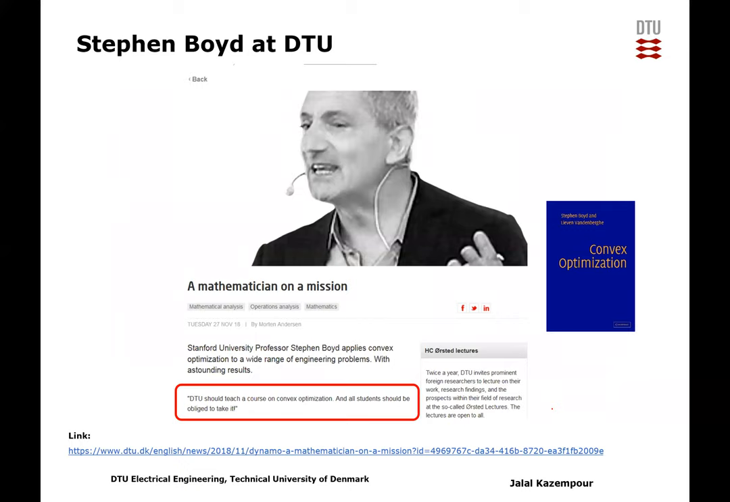Do you know this person? Yes, he's Stephen Boyd, one of the pioneers in optimization theory. He's the first author of this book. He visited DTU more than 2 years ago. And he said, it's in the link, DTU should teach a course on convex optimization and all students should be obliged to take it. Well, I think it's a really good recommendation. So if you haven't taken a convex optimization course, please do that.